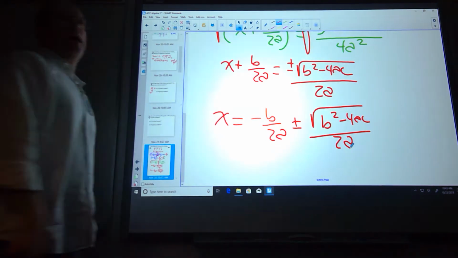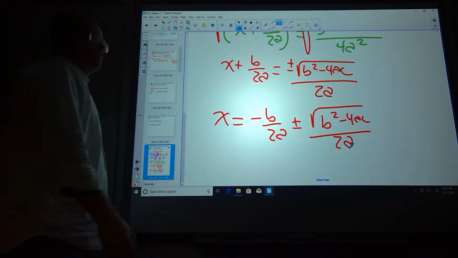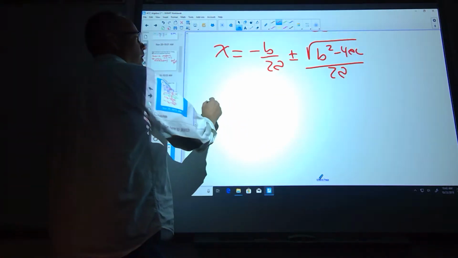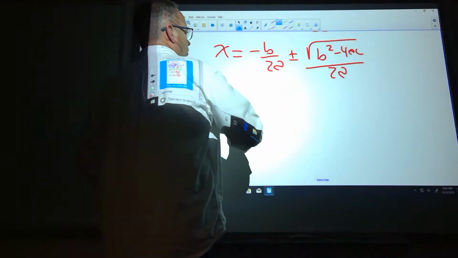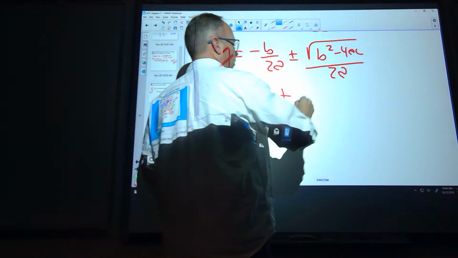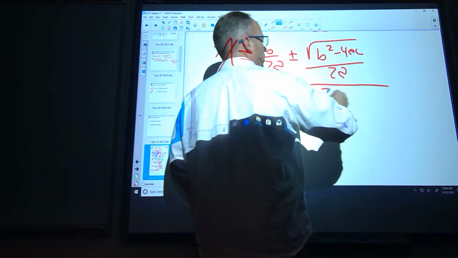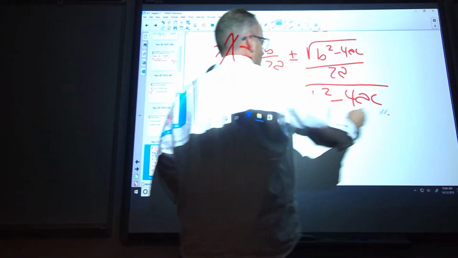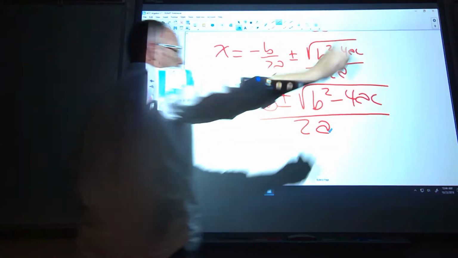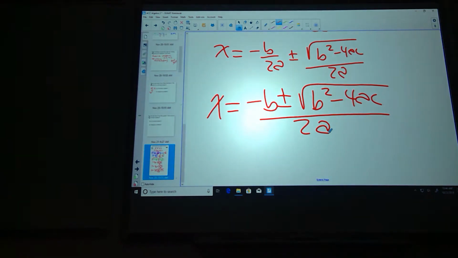Do I have the same denominator? So you will know that x is equal to negative b plus or minus the square root of b squared minus 4ac all over 2a.